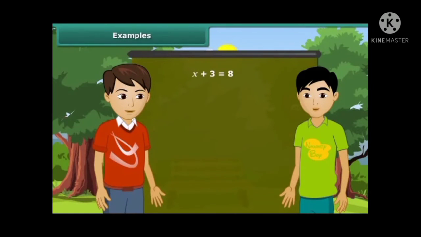Let us take an equation x plus 3 is equal to 8. We shall subtract 3 from both sides of this equation. The new LHS is x plus 3 minus 3, which is equal to x, and the new RHS is 8 minus 3, which is equal to 5. Therefore, we get x as 5. But why should we subtract 3 and not some other number? It is because subtracting 3 reduces the LHS to x.